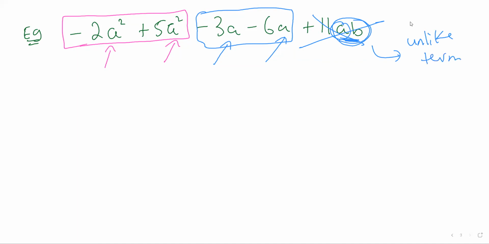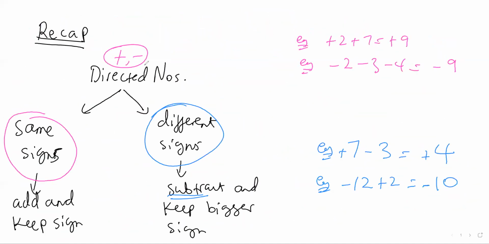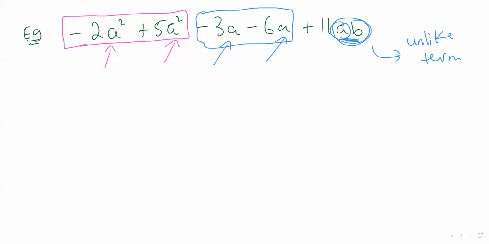So what we're going to do here is simplify the like terms still using the laws of directed numbers, but we need to be careful. So the first pair now, are these like terms? Yes, they're carrying the a squared. We understand that perfectly well. So now we can simplify this first pair using which law? We have the same signs law, we have the different signs law. Which law are we going to apply here? Anyone feel free to answer?